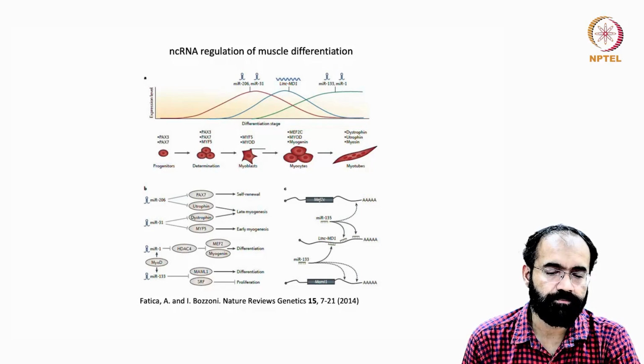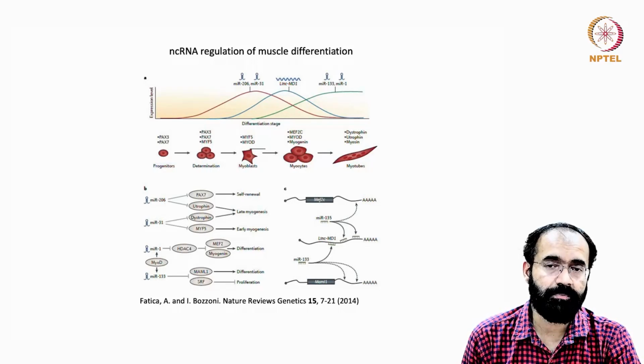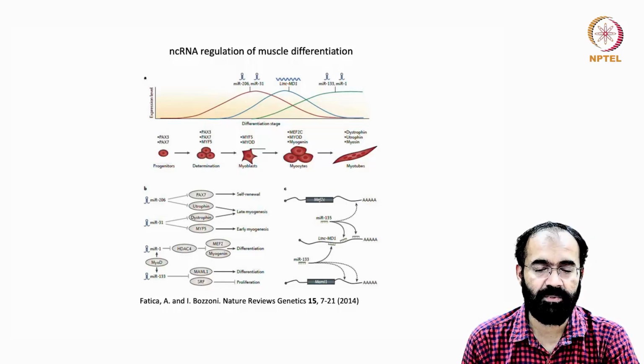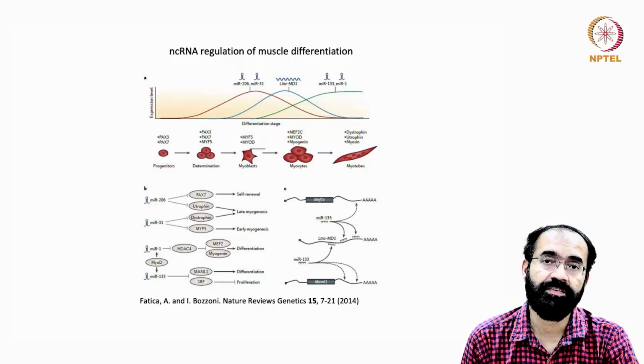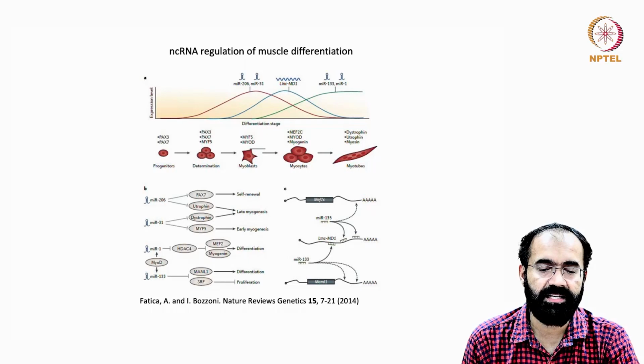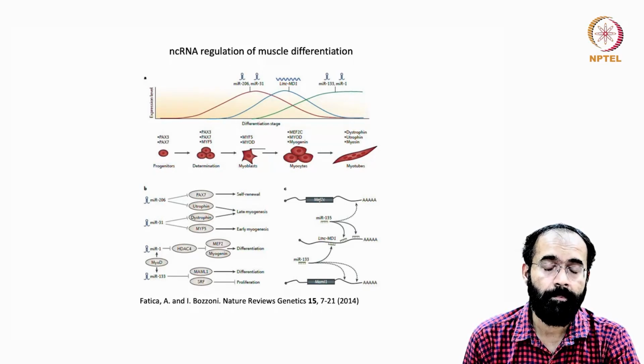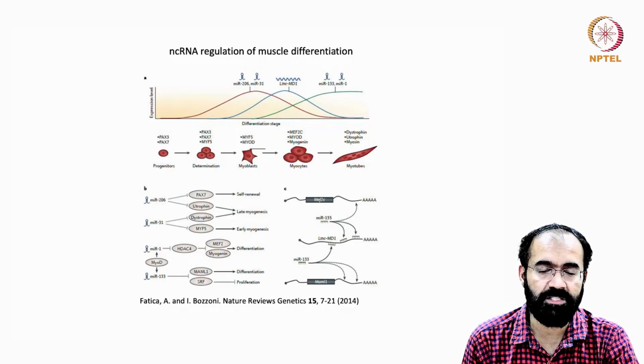So you can see here, this is the expression level on the y-axis, the rate of expression of a given non-coding RNA, and this is the different stages of differentiation starting from the beginning till the end. You can see some of them, such as MIR206 and MIR31, are expressed and form a parabolic graph, peak and then come down. And some of them, like LNC-MD1, are a little late onset and the peak is also late, and then it comes down. And for some other microRNA, MIR133 and MIR1 come much later.